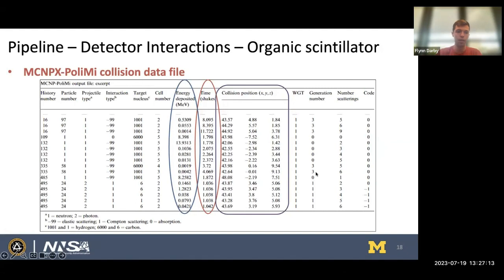So you can get quite a wealth of data from the MCNP collision file. It'll tell you how many times the particle is scattered. It's scattered 9 times here already. And then the code is a little bit more cryptic. We won't go into that today.